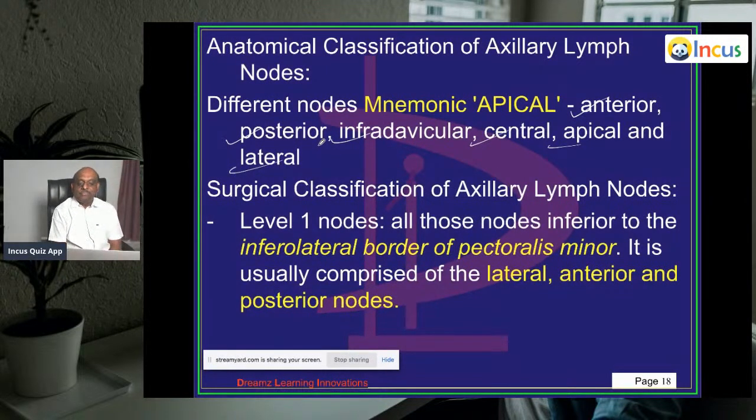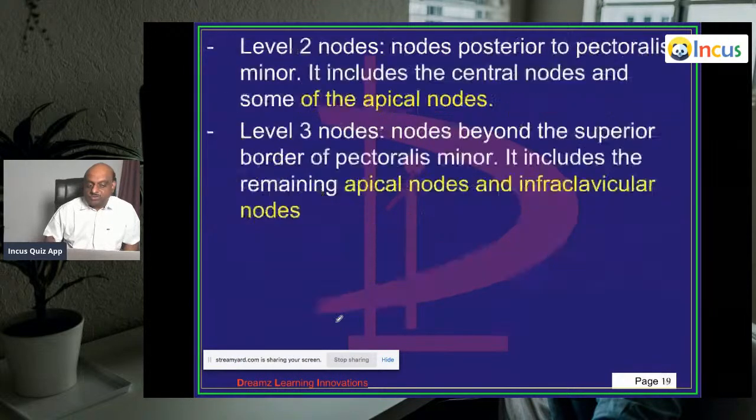Now, doctor, axillary lymph nodes. What is the classification? Level 1 nodes: all those nodes which are inferior to the inferolateral border of pectoralis minor. They have lateral, anterior and posterior nodes. Level 2 nodes: nodes posterior to the pectoralis minor. It includes the central nodes and some of the apical nodes.